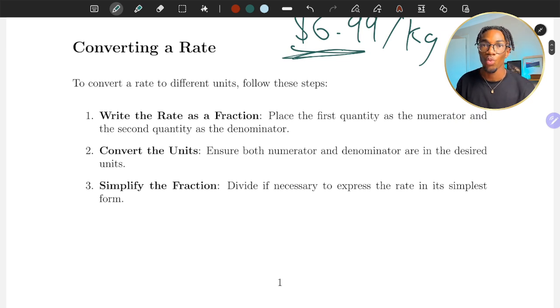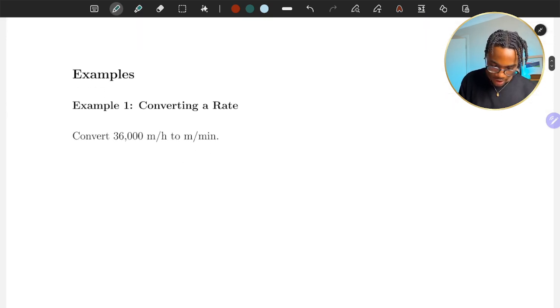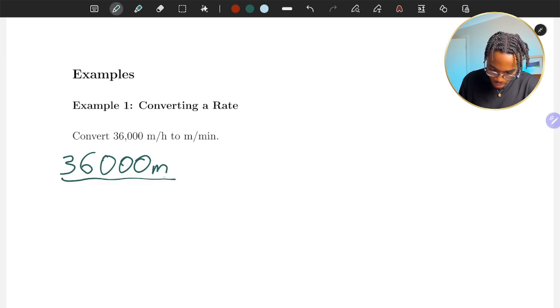First, we write the rate as a fraction. And we convert the units, and then we simplify the fraction. What does that look like? Convert 36,000 meters per hour to meters per minute. What we're going to do is start off by writing this out as a fraction, 36,000 meters per 1 hour, right? And then we want to convert this to minutes.